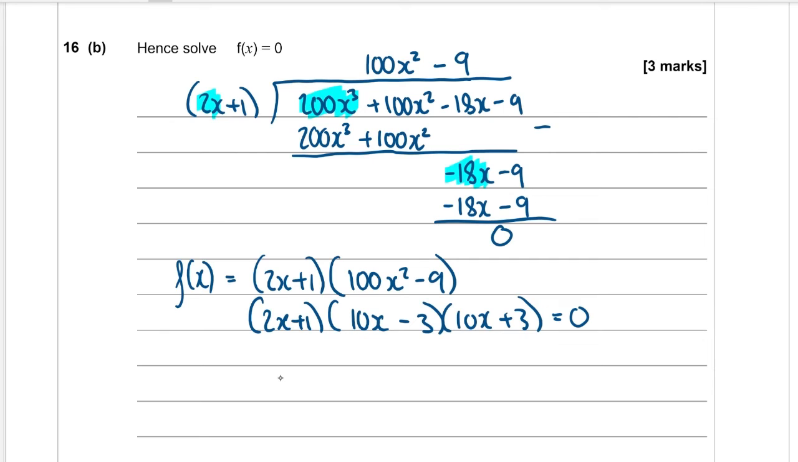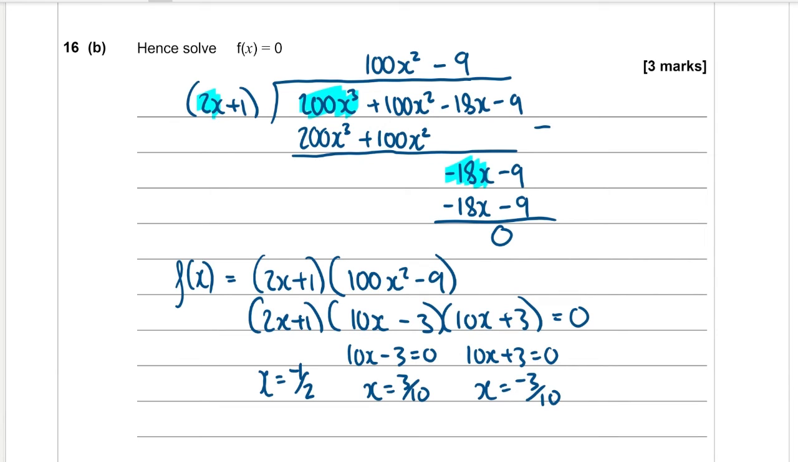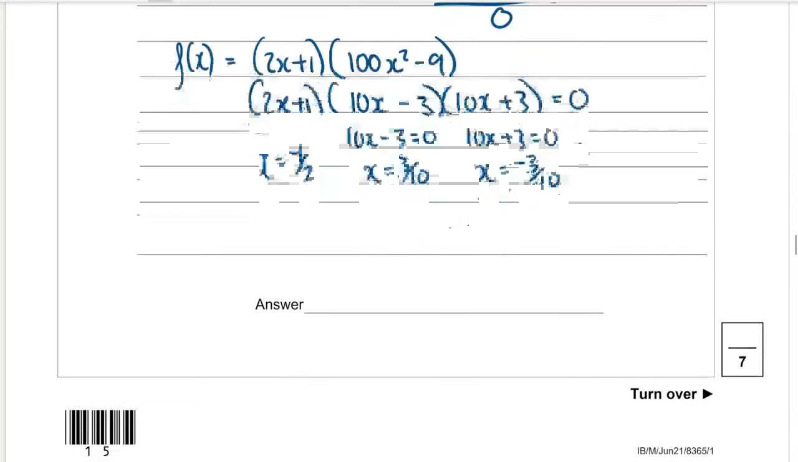So the solutions are x is equal to minus a half. Let me just write here that 10x minus 3 can equal 0. So therefore 10x can equal 3. So x can equal 3 over 10. And again here 10x plus 3 could equal 0. So therefore minus the 3 divided by 10, x is equal to minus 3 over 10. And we have our solutions.